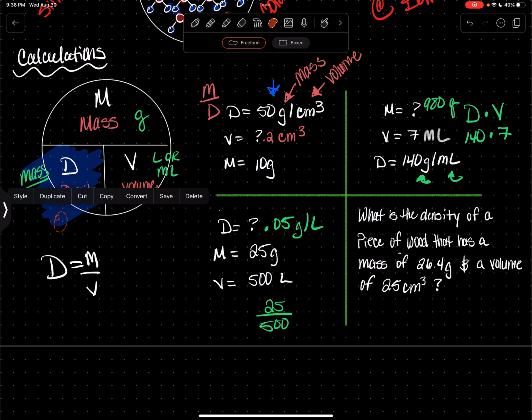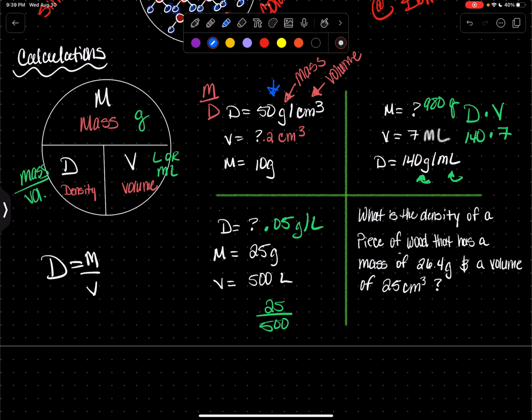But now, I don't always have to give you the fancy setups we just did where everything's nice, neat, and linear. I can give you word problems that you must use those literary skills to plug and chug information that you need. So here we go. What is the density of a piece of wood that has a mass of 26.4 grams and a volume of 25 centimeters cubed? All right, so let's take it apart. What is the density? So off the bat, what am I looking for? Density. I don't have it, so I'm going to cover it with my hand here.